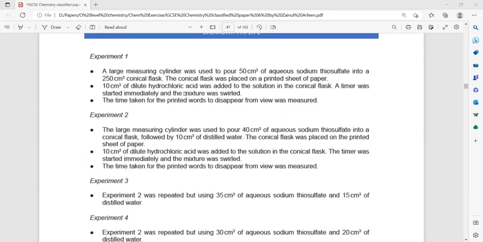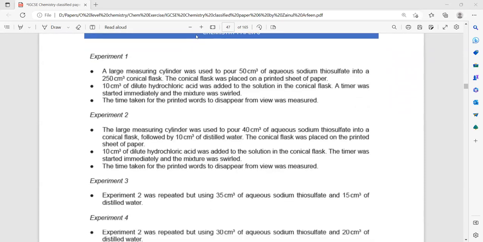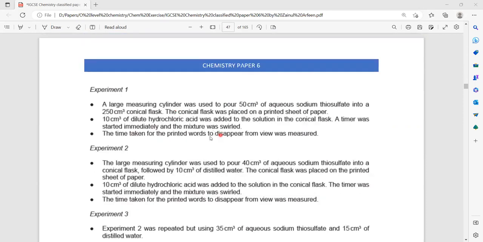So in experiment 1, a large measuring cylinder was used to pour 50 cm cube of sodium thiosulfate into a 250 cm cube conical flask. Then the conical flask was placed on a printed sheet of paper and 10 cm cube of hydrochloric acid was added. A timer was started immediately and the mixture was swirled. The time taken for the printed word to disappear was recorded.